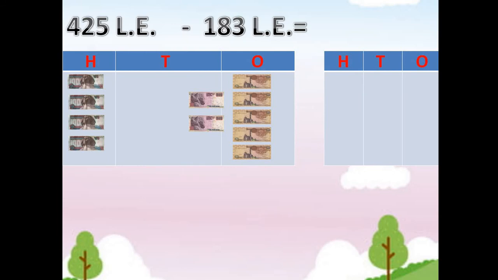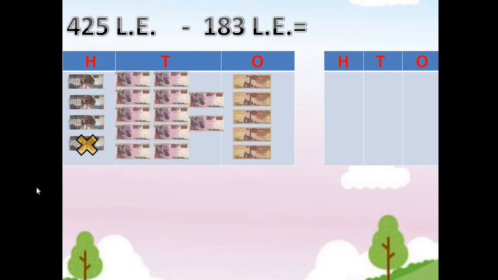But what about the tens? Can you take 8 tens from 2? No, it can't be. So I have to make regrouping. How? Here, the regrouping will be in the tens. So I will go to the hundreds, and I will take just 100 from here and put it in the tens place as 10 tens. Like that. Okay, this is what we have now.